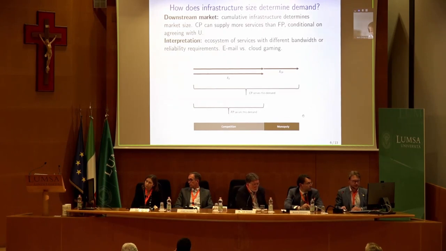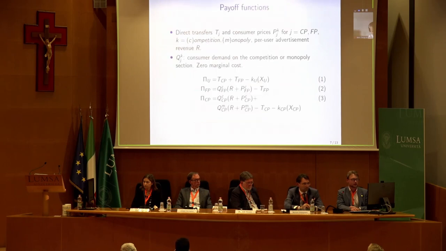Think of this area as a very simple service that does not require very sophisticated infrastructure, such as email. Email is very tolerant of latency, and indeed there's a lot of different competitors for email and generally low consumer prices. Over this range, you could imagine something like cloud gaming, Google Stadia, that requires very sophisticated infrastructure, and Google correspondingly has fewer competitors there and can presumably set higher prices in an economic sense.